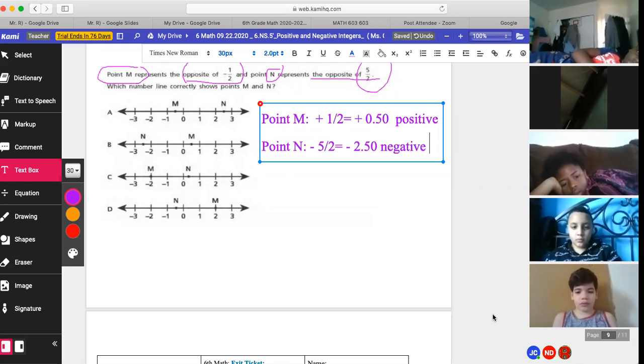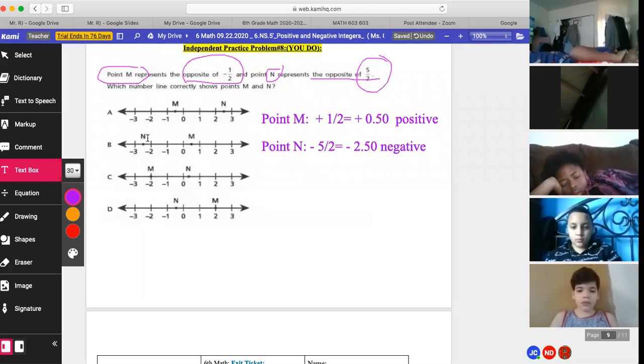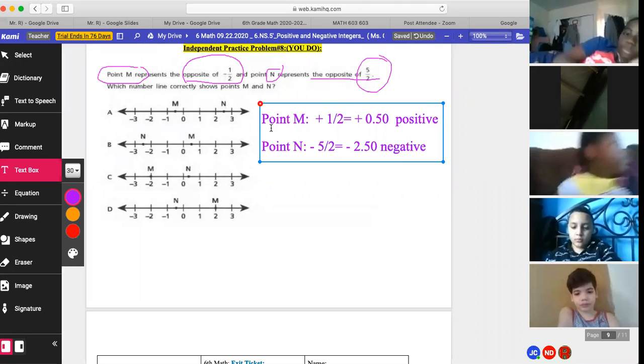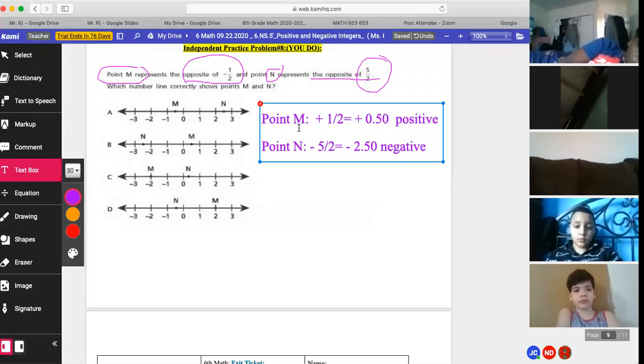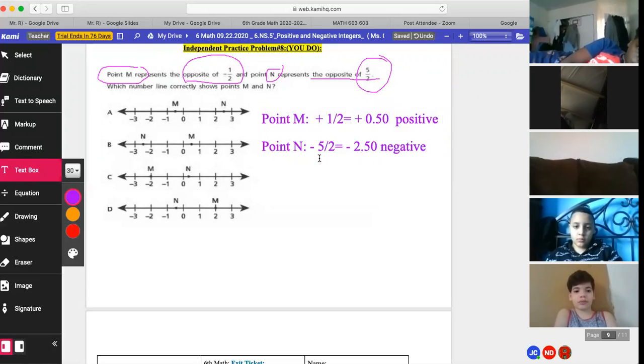Negative. Good. Thank you. So now, which one, Angie, out of that number line is going to be the correct answer? A, B, C, or D? Which one out of the number lines is going to be the correct answer? Meaning M has to be on the positive. So the letter M for mom has to be positive, and the letter N for nanny has to be negative.